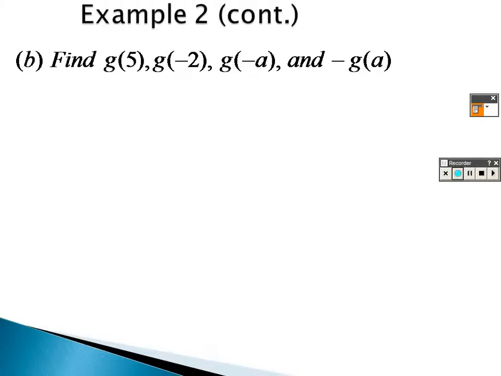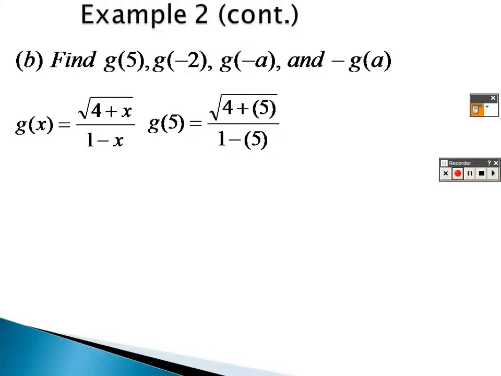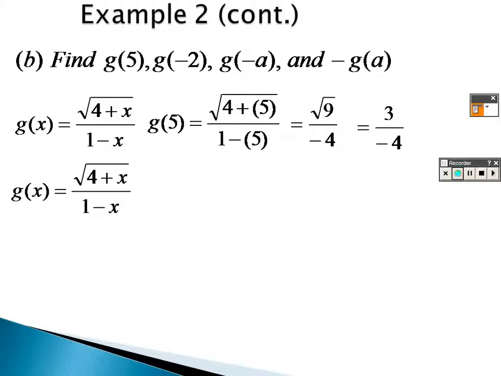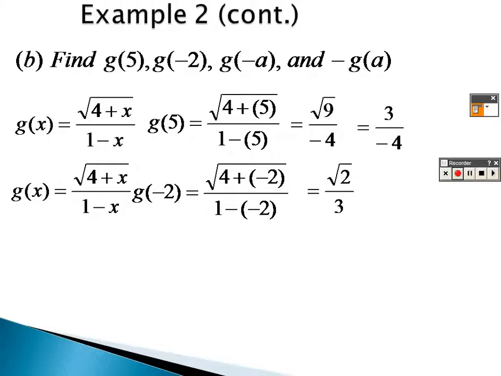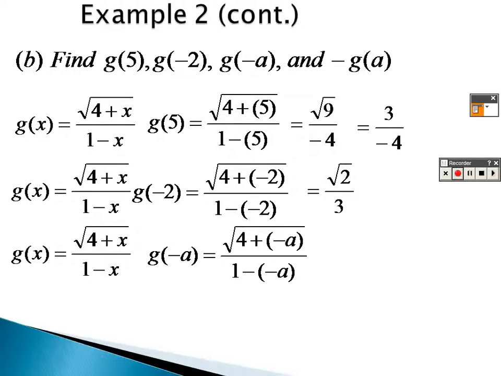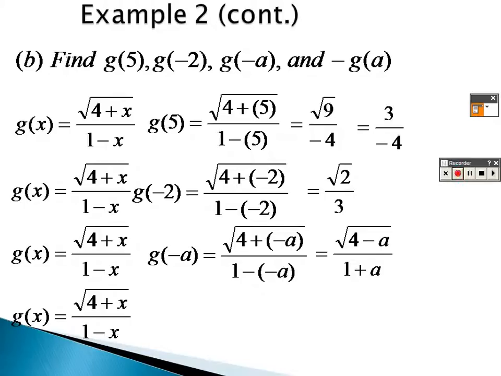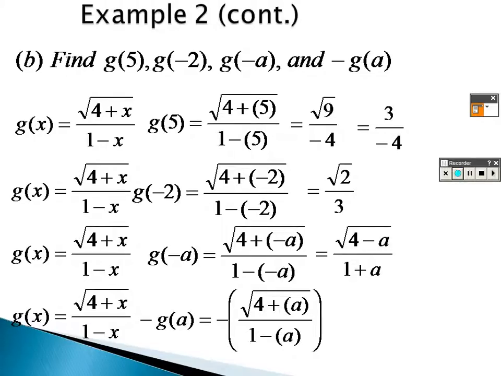So find g of 5, g of negative 2, g of negative a, and negative g of a. So I plug in a 5 first. 4 plus 5 is root 9 on top. 1 minus 5 is negative 4, so 3 over negative 4. I plug in negative 2. 4 plus negative 2 is 2, so I get root 2 over 3, because the bottom is 1 minus negative 2. Plug in a negative a, I end up getting 4 minus a over 1 plus a, and that's under a root there on the top. If I plug in a negative, that means it's an a underneath and a negative on the outside, so it's negative root of 4 plus a over 1 minus a.